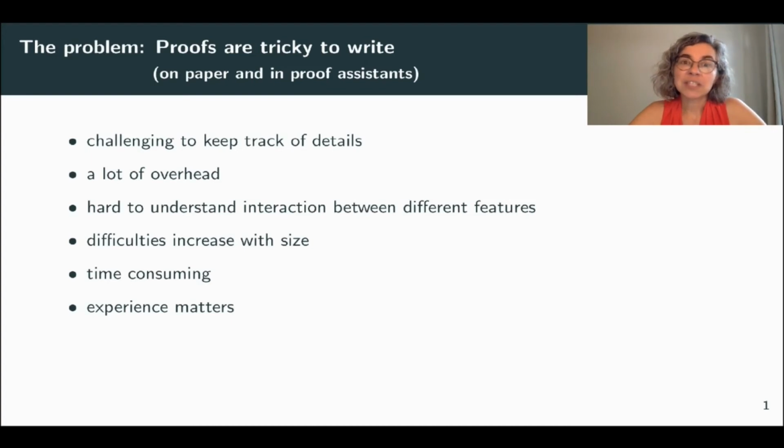But in proof assistants, there's another overhead we have to deal with. We have to build up an infrastructure for modeling, for example, bindings and contexts and so on. So quite a lot of time goes into building this particular infrastructure. It's often hard to understand how different features interact. Difficulties increase with the size of the mechanization, and it can be quite time consuming. You see that often a whole team of students is tackling some of these mechanization efforts. And experience very much matters.